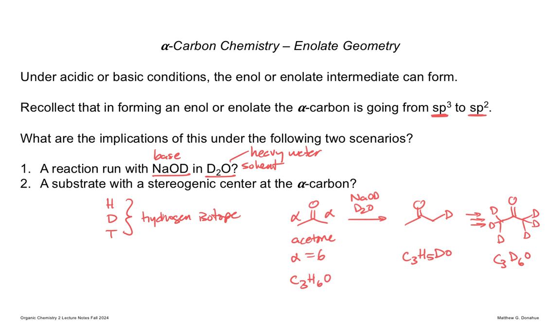And one reason why this is useful is, if the atomic masses of these are 1, 2, and 3, the C3H5DO is going to be 1 mass unit heavier than C3H6O. And then your D6 is going to be 6 mass units heavier. Chemically, they'll still have pretty much the same properties.